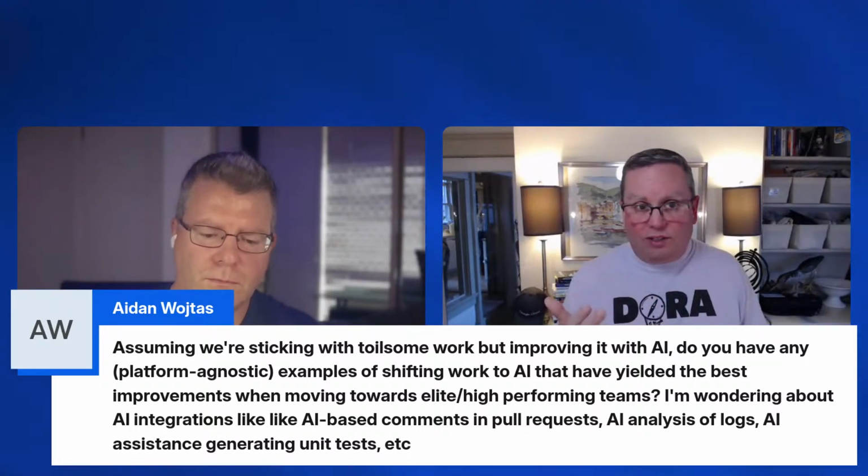Practices like test-driven development. Can I use the AI to write tests first? Yep. Or maybe I write the tests and I ask the AI to write the function or the code that would enable that test to pass. That could be an interesting path.